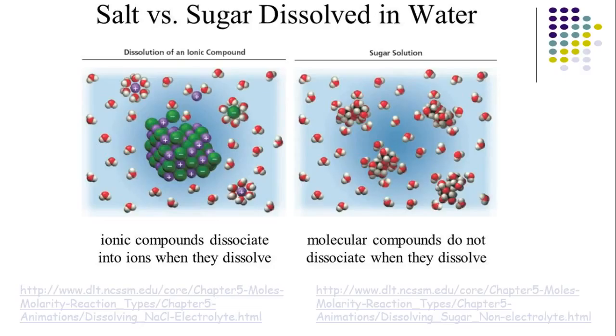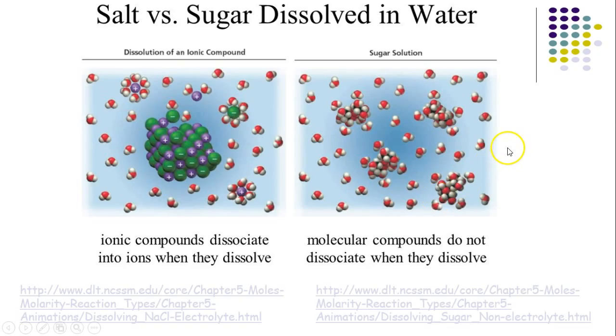Okay. We're going to look at the difference between sugar dissolving and salt dissolving. So salts are ionic compounds, and when they dissolve, they completely dissociate, meaning they break apart. All of the negative ions get surrounded with the positive ends of water, and all of the positive ions get surrounded with the negative ends of water.